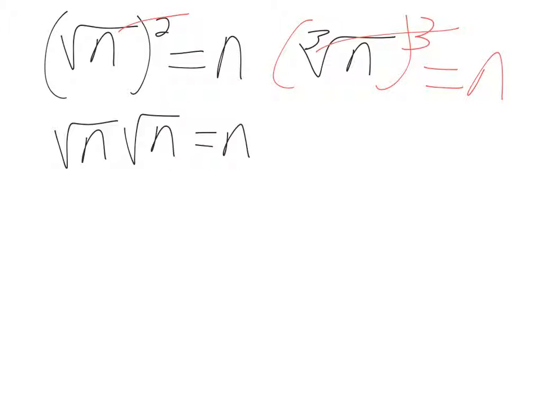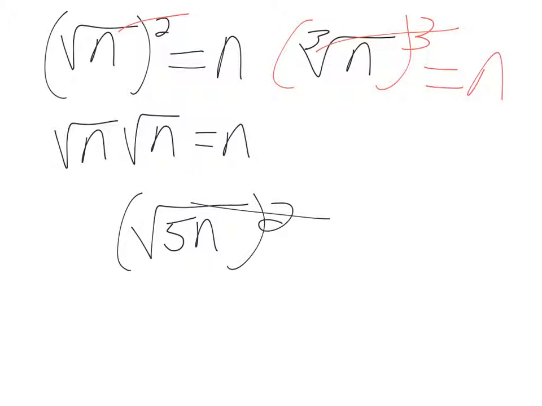Another example would be the square root of 5n. Once again, if we square it, those cancel each other out, and my answer is just 5n.